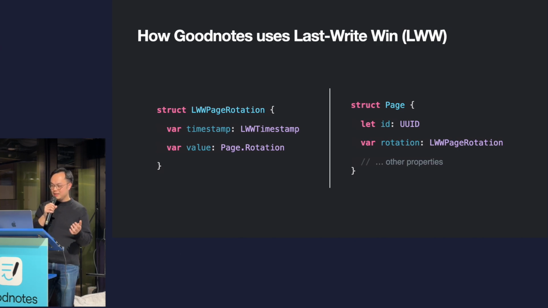We use these building blocks in our data model so that they support multiplayer from the ground up. Any property that is mutable by the user is wrapped by this LWW value. Here's a simplified representation of a page in Goodnotes. We allow multiple devices to update the rotation of a page, whether they are offline or collaborating with other users. Each device keeps track of the LWW timestamp locally. When they sync, we will simply merge the LWW values by picking the one with a greater timestamp.